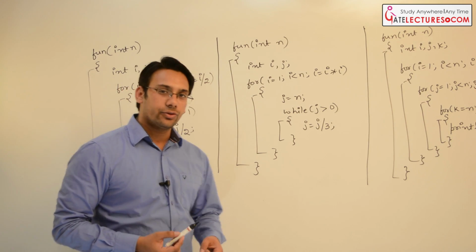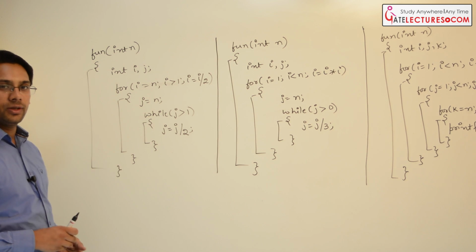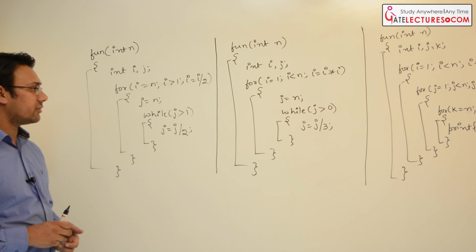Now let us discuss these three questions. The first question here is we are using a for loop and a while loop. Now let us try to find out the time complexities of these questions.